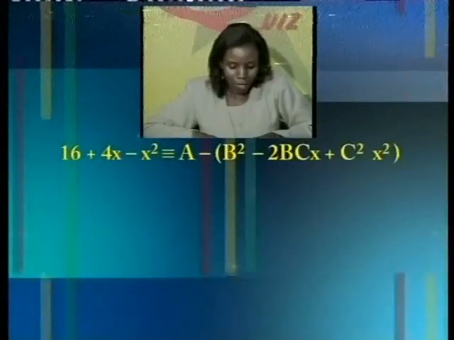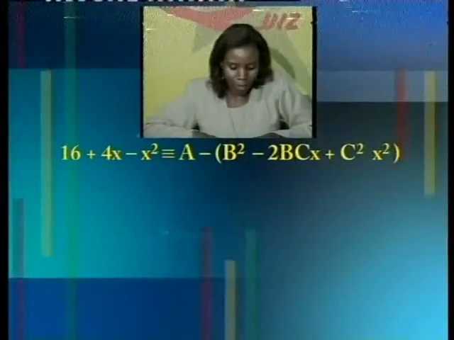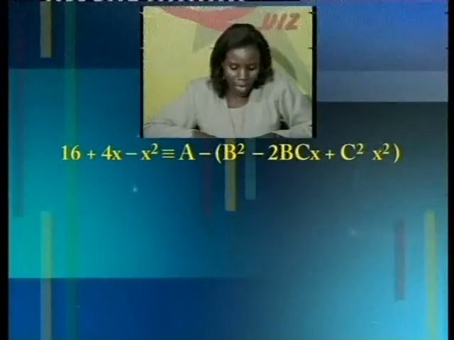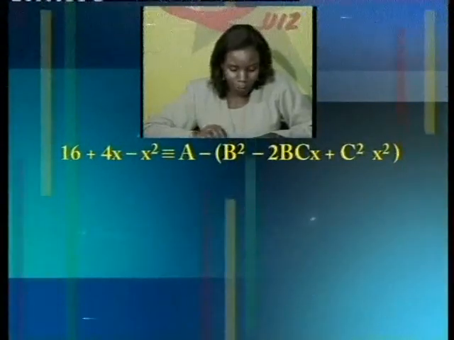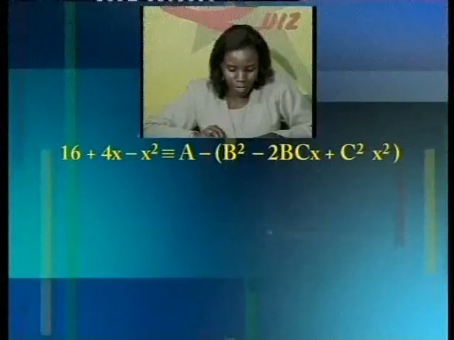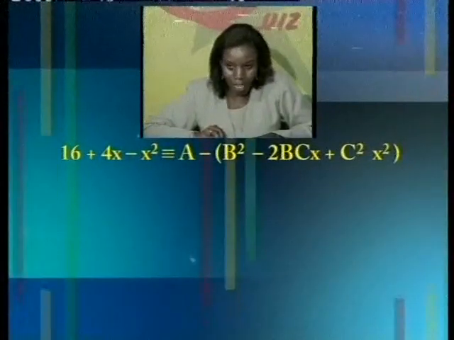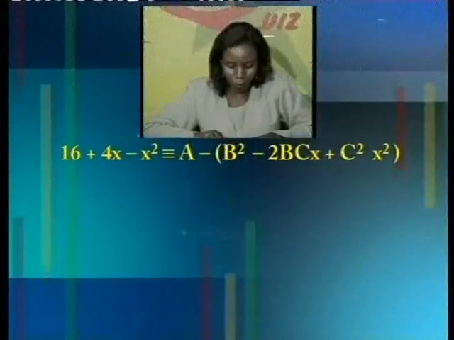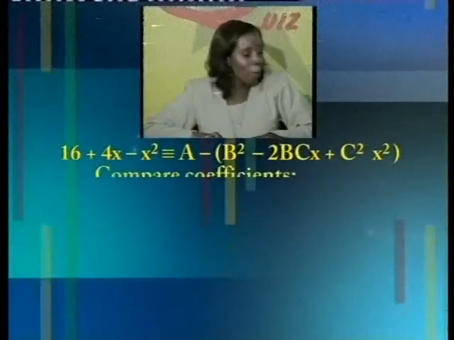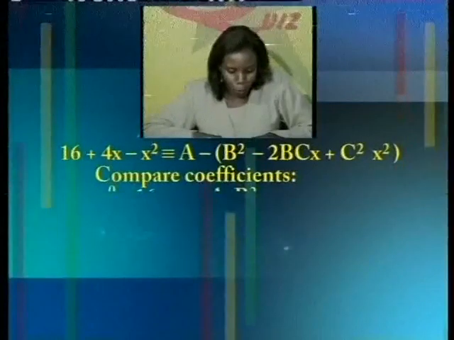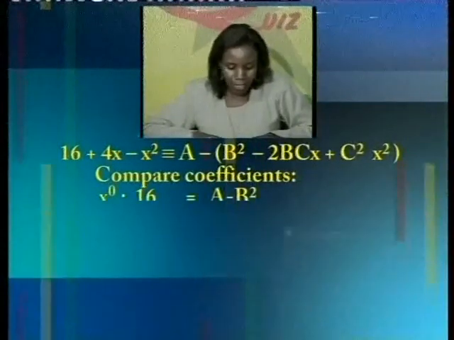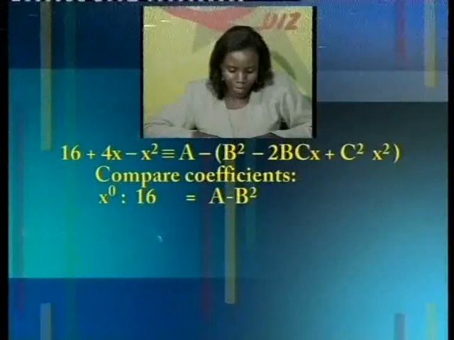Let's look at the ideal solution from our consultants. You start by expanding the expression on the right side. So you wind up with 16 + 4x - x² is equivalent to A - (B² - 2BCx + C²x²). From there, you can compare the coefficients. If you do so, the constant 16 is equal to A - B².